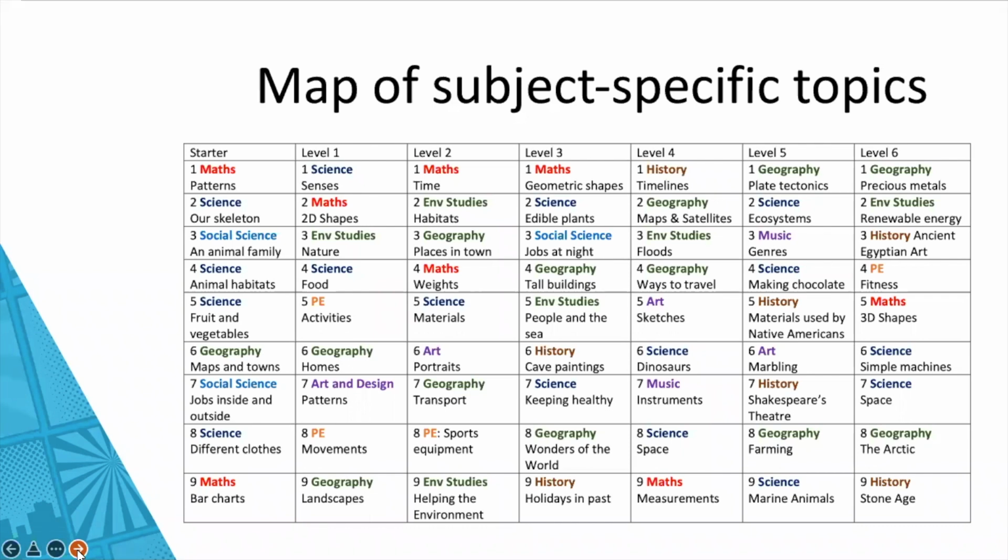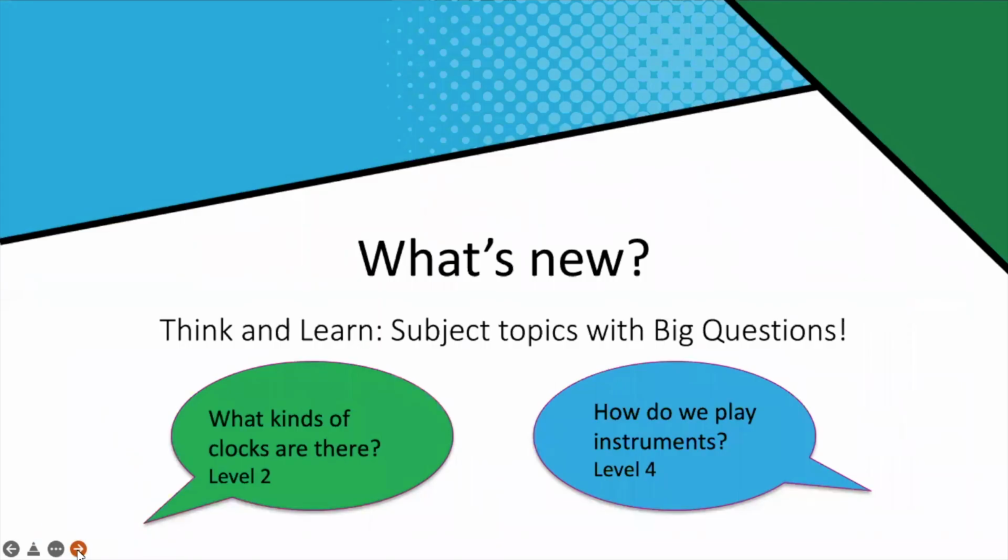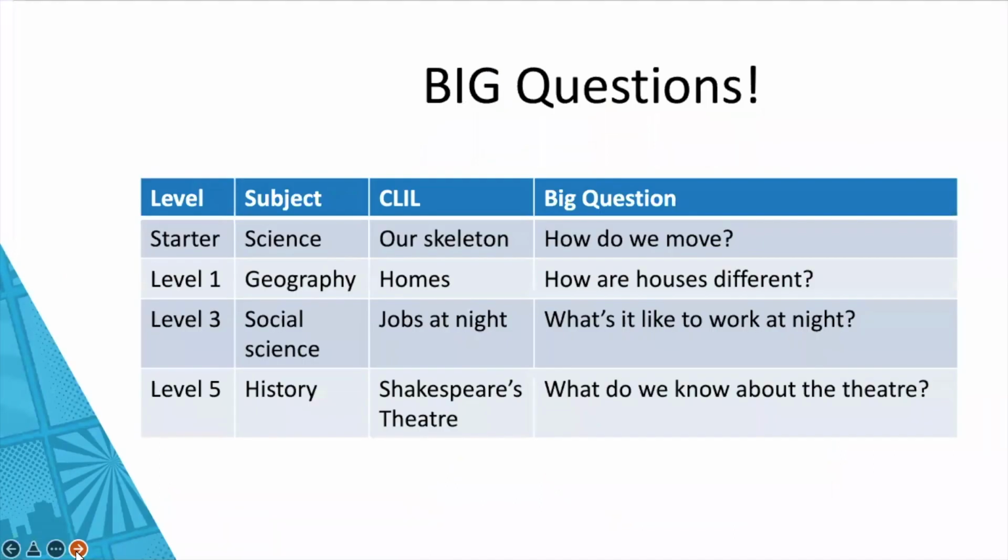All right, let's now find out what's new in Superminds. First of all, there are the big questions. For example, in level 2, what kinds of clocks are there? And in level 4, how do we play instruments? These big questions appear beside each unit in the map of the books, and they're addressed in each unit.